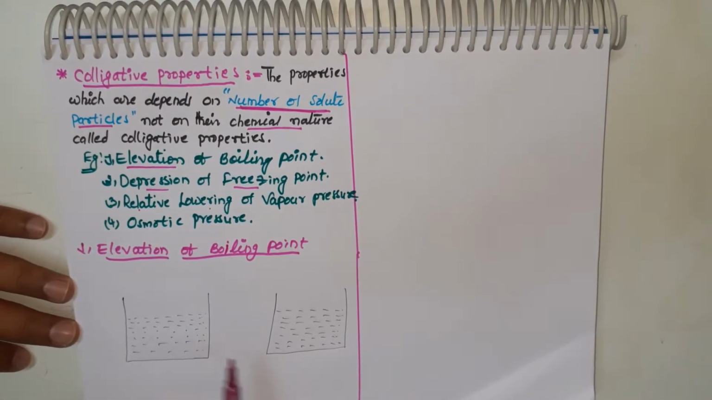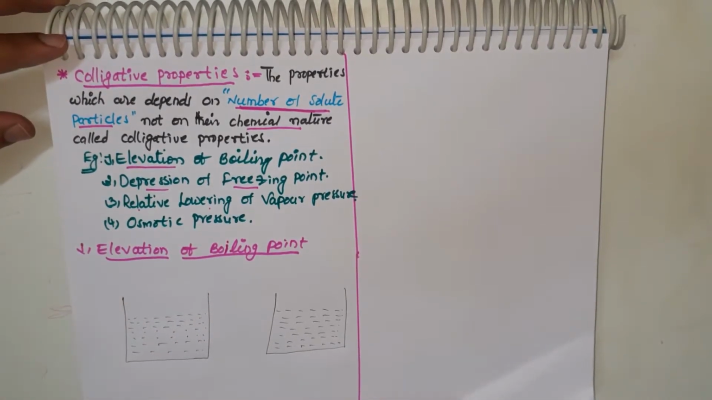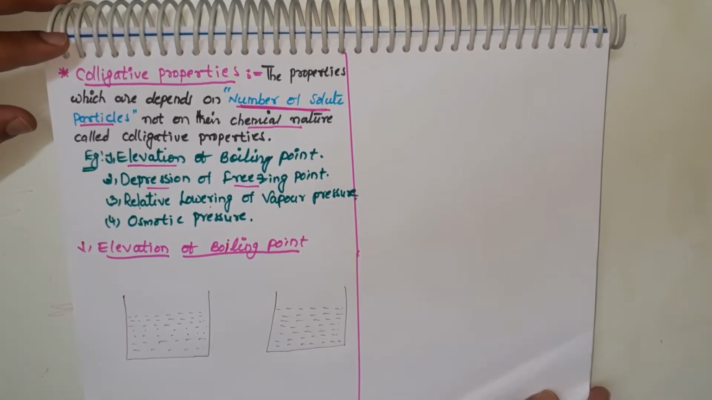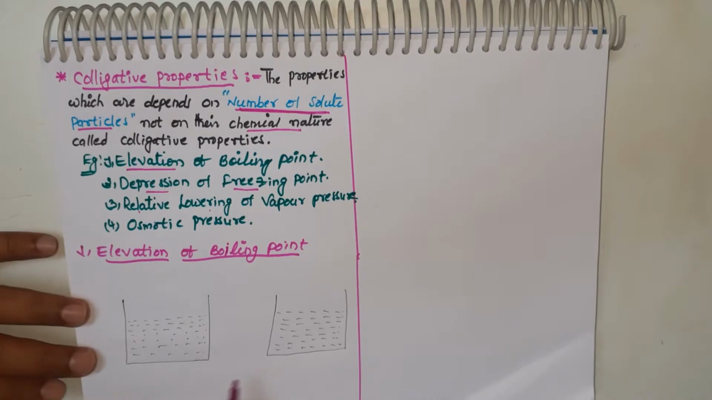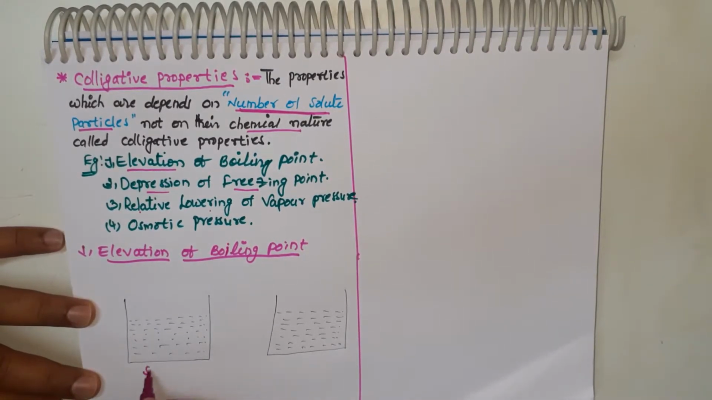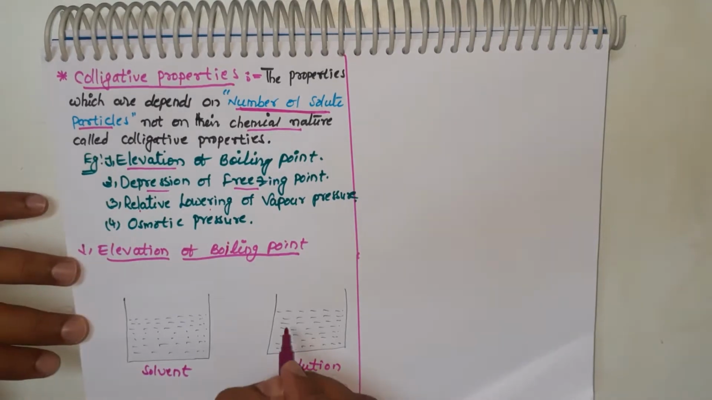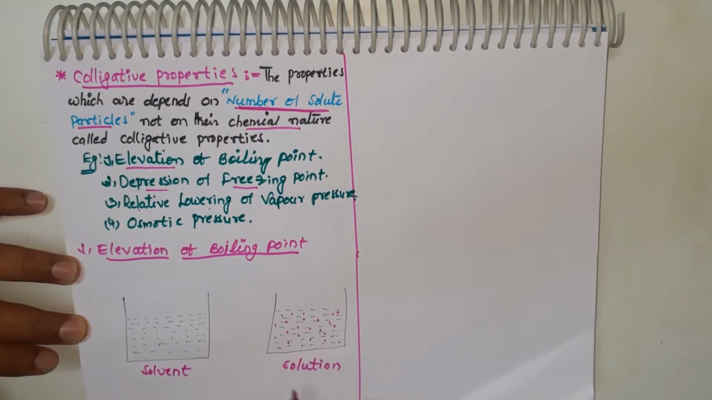Okay, students, elevation of boiling point. What is boiling point? The temperature at which the liquid converts into vapor is known as boiling point. Here we are taking two types of samples. One is pure solvent. Another one is solution. What is the meaning of solution? That which contains solute particles.